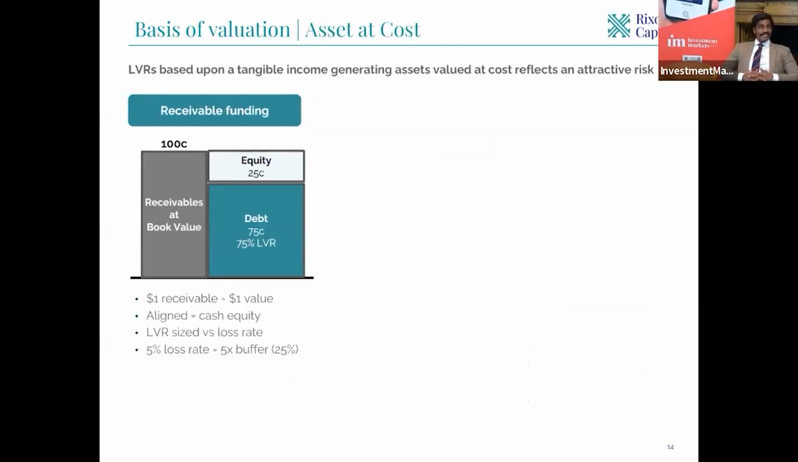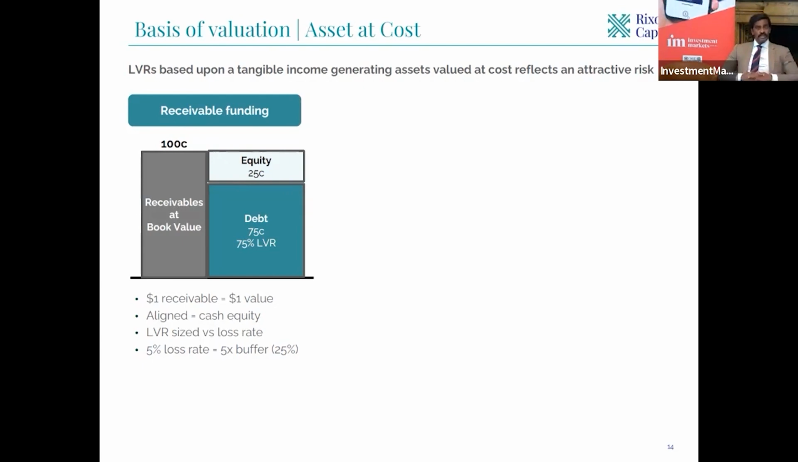The third methodology is asset at cost. That's the methodology that we use at Rixon Capital. It's a tangible asset. It's done at cost. It's done at day one. So in this example, we're assuming we're providing a receivable funding facility. The beauty of this sort of facility is a $1 receivable reflects $1 value. So we're very much aligned with the equity holders. So in this scenario, we've sized a facility of 75% LVR, 25% equity.